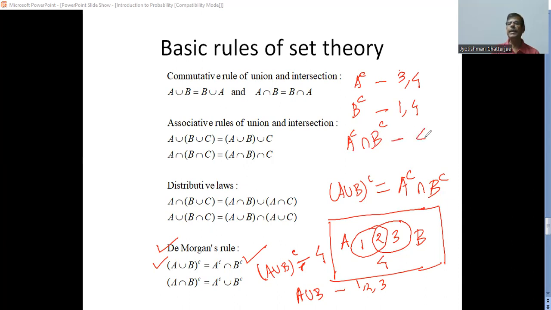that? Only region 4. See, compare that with this. We have already got. That's why this rule holds good. Similarly, A intersection B complement becomes A complement union B complement. These rules are also very useful and they are known as De Morgan's rule.